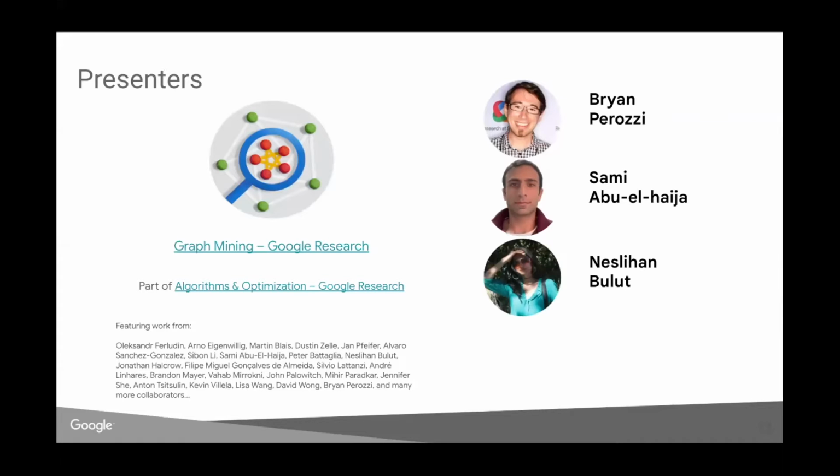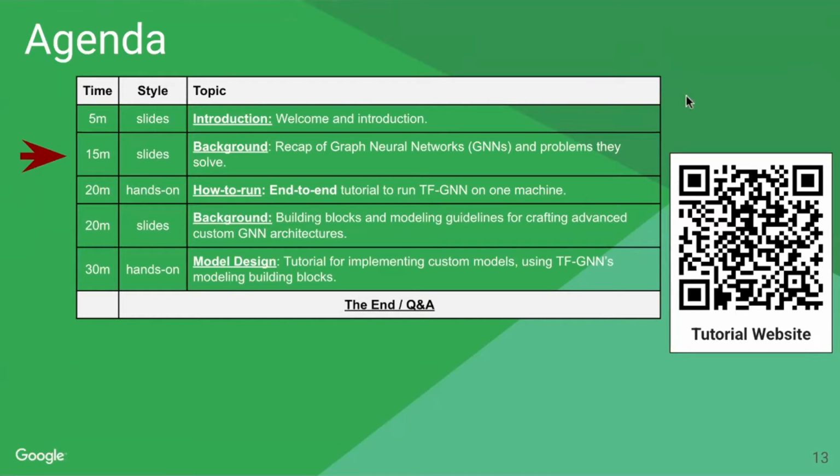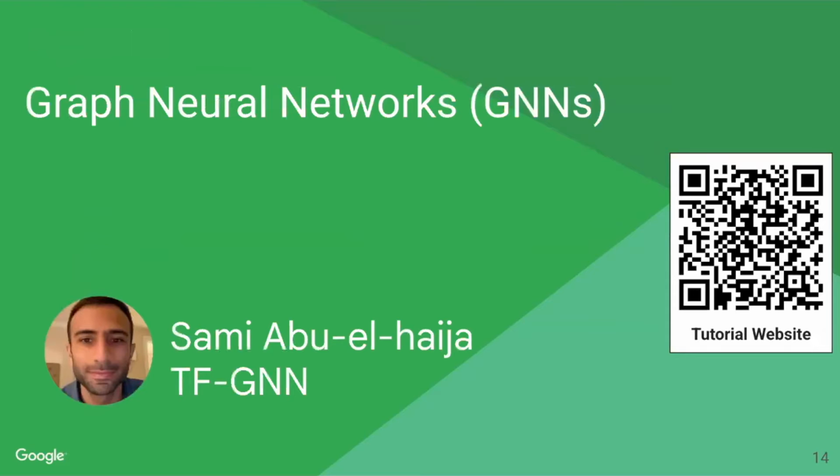Please take it away, Sami. So now I'm going to talk about some background. We're going to do a recap of graph neural networks, and we're going to discuss some problems they solve. This section will be a good refresher for people who already know graph neural networks, but for people who do not deal with graph neural networks a lot, it will be a nice introduction. So I am Sami, and I'm also a research scientist at Google Research, and I work with TF-GNN.